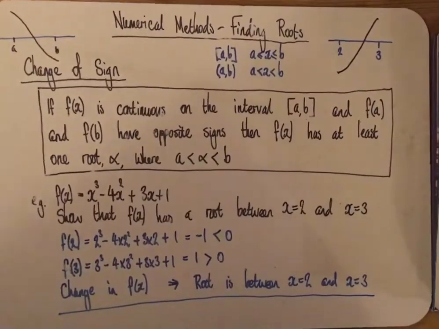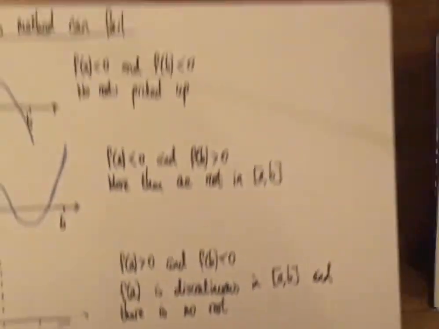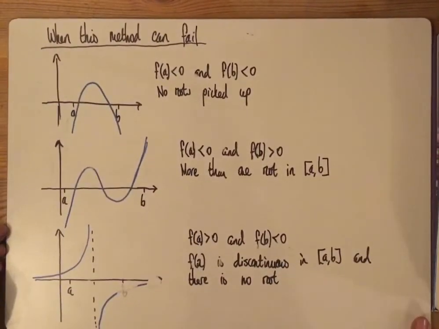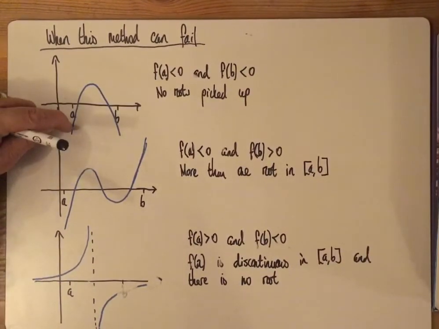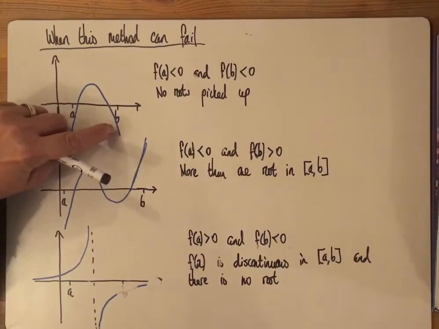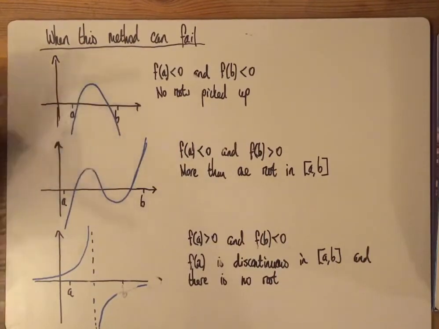So, drawbacks of this method. All these methods have drawbacks. These are scenarios where the method can fail. The first one is if you have an even number of roots between a and b, then you will end up in this situation. When you do f of a for this graph, it's less than 0. And when you do f of b, it's less than 0. And the method will not pick up any roots, even though there are actually 2 roots between a and b.